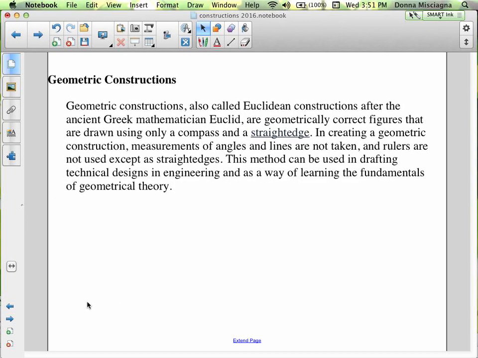Geometric constructions, also called Euclidean constructions, after the ancient Greek mathematician Euclid, are geometrically correct figures that are drawn using only a compass and a straight edge. So that means if we're drawing a square, it has to have four 90-degree angles. It has to have sides that are all the same length. And we can use constructions so that actually works out to be true. In creating a geometric construction, measurements of angles and lines are not taken, and rulers are not used except as straight edges. This method can be used in drafting, technical designs in engineering, and as a way of learning the fundamentals of geometric theory.